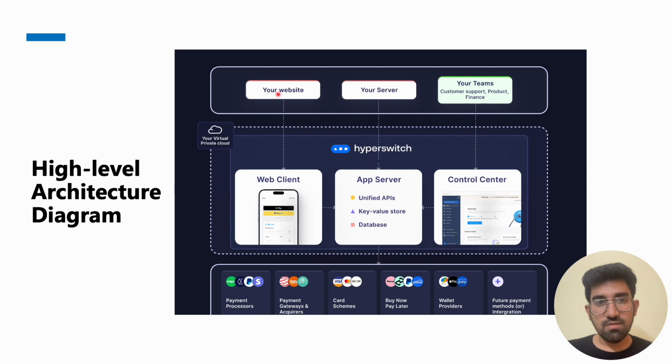Currently, you might already have a website, a backend server that does all the processing, and various teams to support the functioning of your application on a day-to-day basis. In the same cloud environment, we'll be deploying Hyperswitch. As you can see, there are three components as part of the Hyperswitch setup.